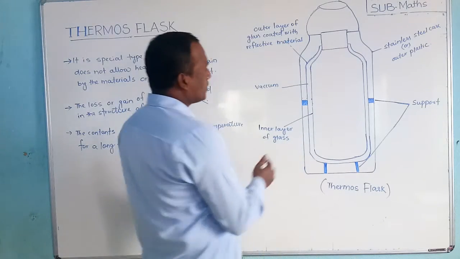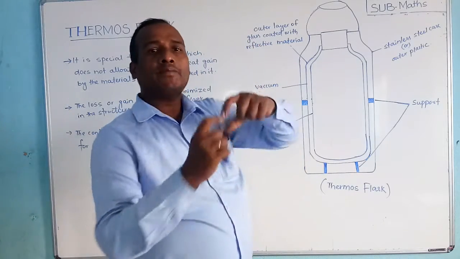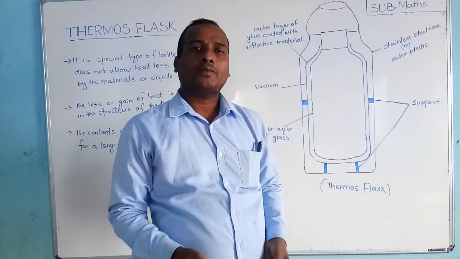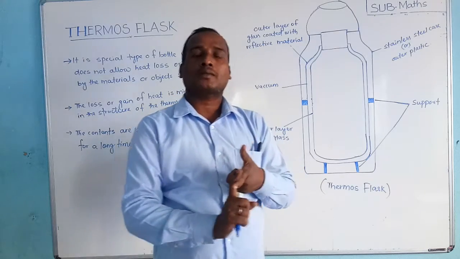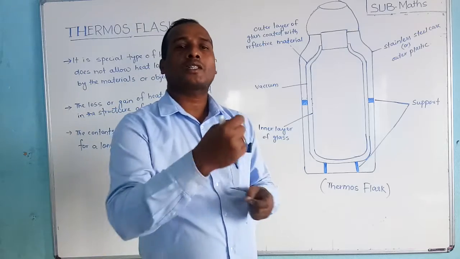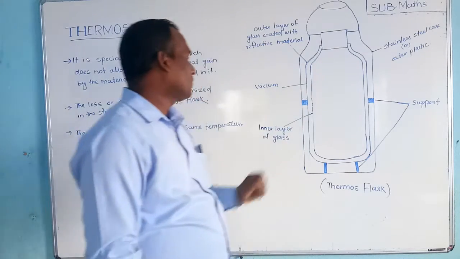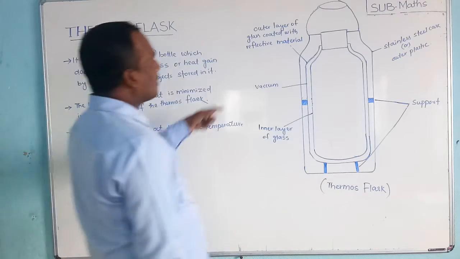Students, observe that here there is a vacuum. What is a vacuum? An empty space. Why should we keep it empty? If it touched the glass, heat could cross from one end to the other by conduction. That is why they keep it empty.